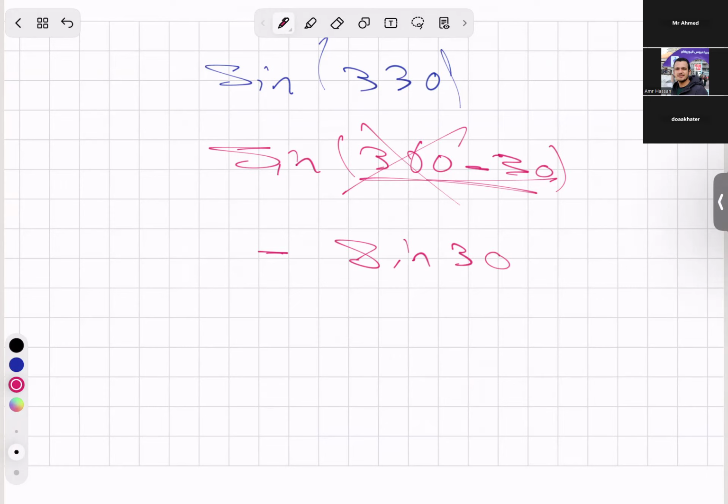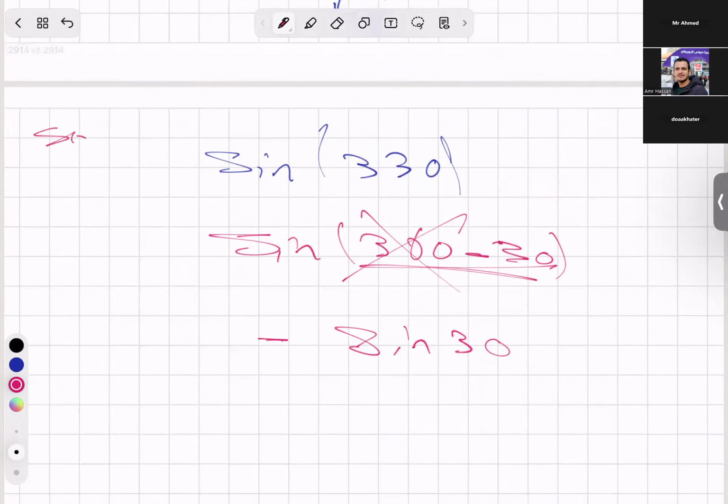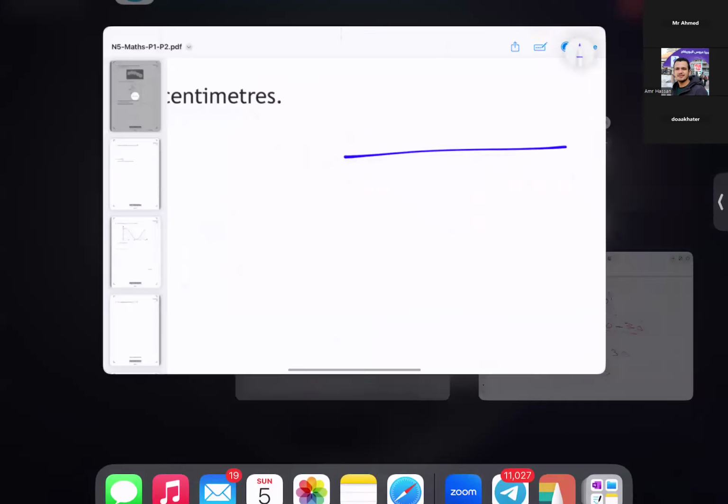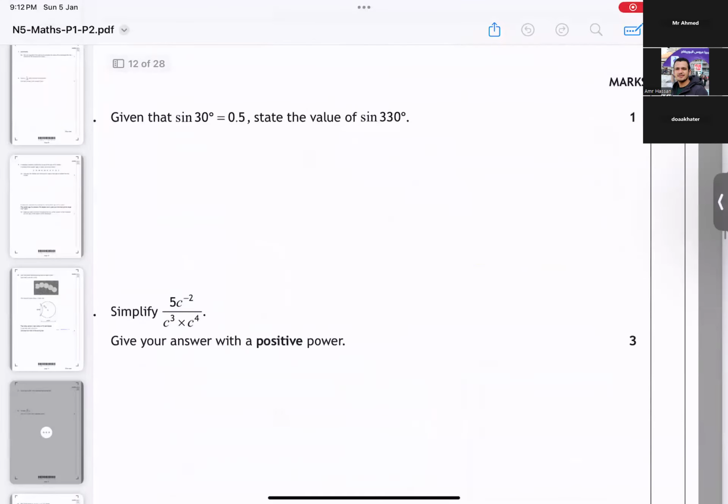And don't worry. Sine 30 is given as equal to 1 over 2 or 0.5. Not quite sure, but anyway, so it's going to be negative 0.5. You get it? Do it again, I understand it. Okay, so can you do it on your own?